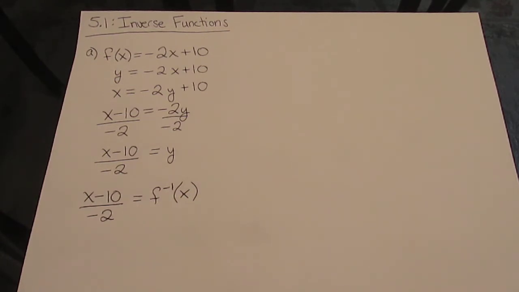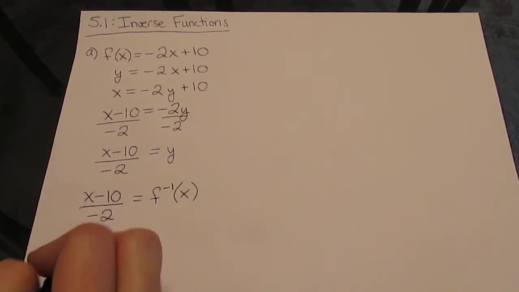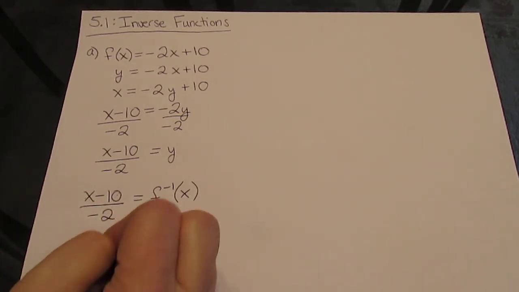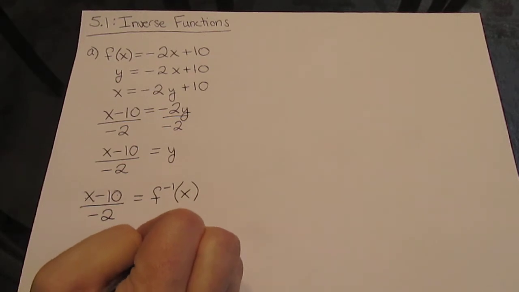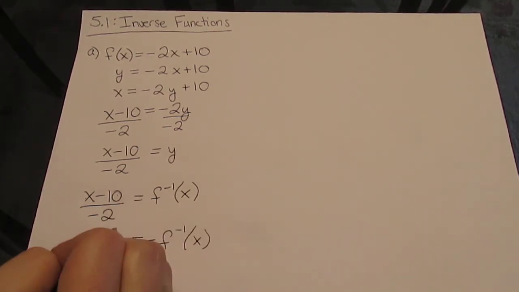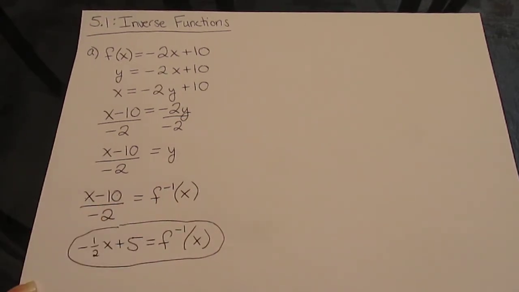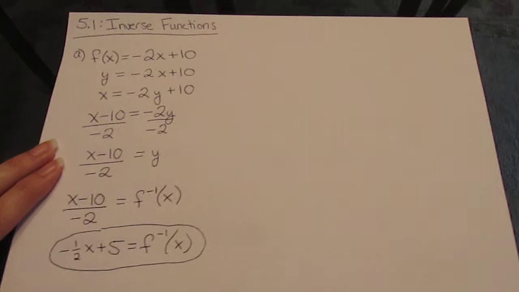Feel free to simplify it further if you want to. You can leave it like this, but we can divide both of these two terms by -2 if we want to make it look a little bit nicer. So that would be a -1/2 x, and then -10 divided by -2 is a +5. So we'll try just a couple more.